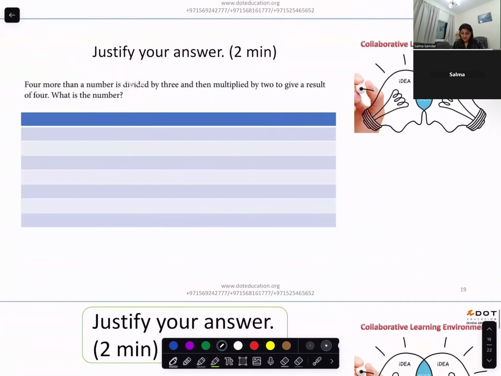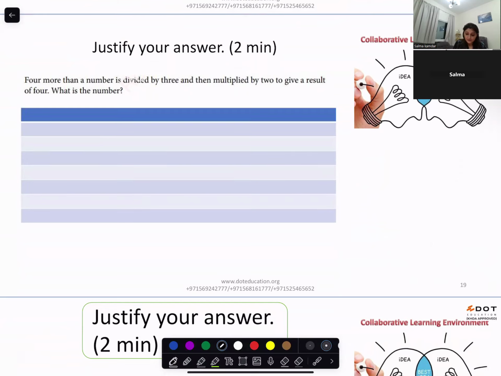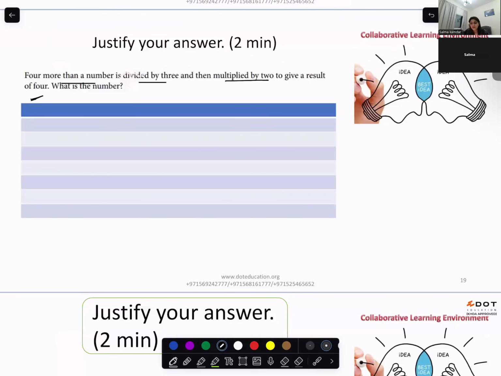Okay. Now there is a short question for you. Think and then justify. Pause and think. Always pause and think. 4 more than a number is divided by 3 and then multiplied by 2 to give the result of 4. What is the number? You need to always think and then come back. So I hope you've got the answer. Come on, tell me what is the answer.